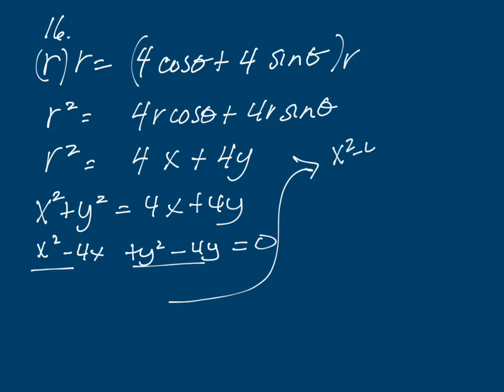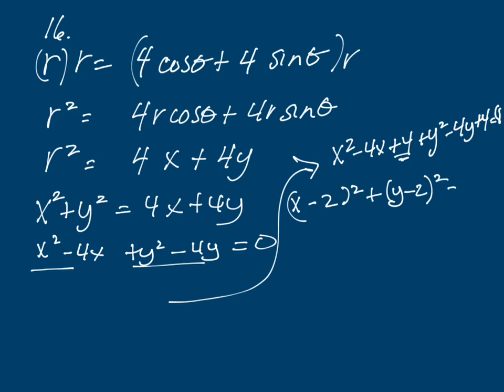X squared minus 4x. 4 divided by 2 is 2. 2 squared is 4, so plus 4. So remember we added 4, so we have to do it on the other side. Plus y squared minus 4y plus 4 equals 4 plus 4, or 8 on this side. So you get x minus 2 quantity squared plus y minus 2 quantity squared equals 8. And that is the equation of a circle with center at 2, 2 with a radius of 2 square root of 2, right?